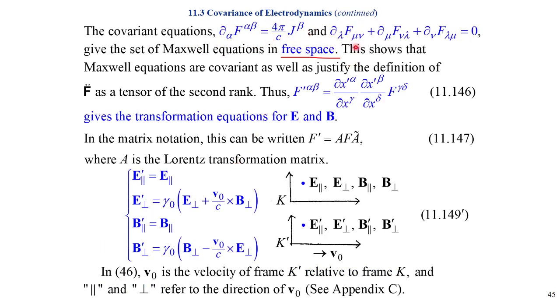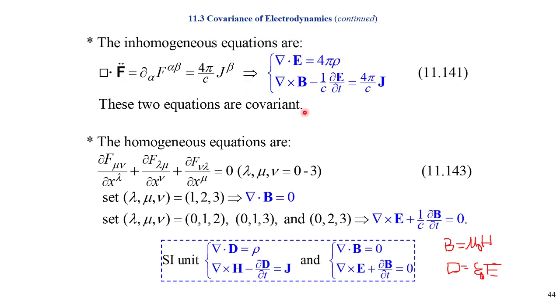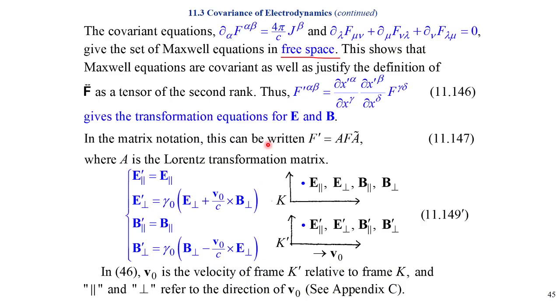And these equations give us inhomogeneous equations, and this equation gives us homogeneous equations. So E and B are related and can be transformed according to the Lorentz transformations. Just this one.